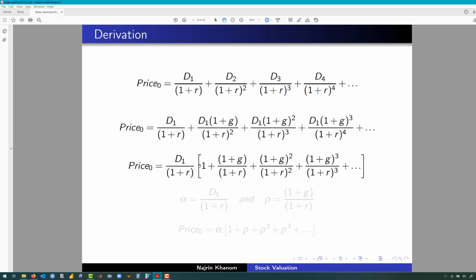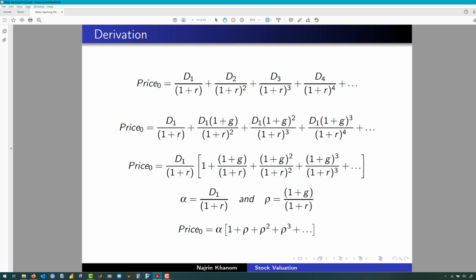So let's rewrite some of these things, since you can see a theme emerging, and it becomes quite cumbersome to keep writing this large term every time. So let's call this D1 over 1 plus R alpha. And then this 1 plus G over 1 plus R, let's call that rho. Right? So this notation over here looks like a P, so that's rho. So this way we don't have to write this whole term every time. So this entire thing becomes alpha, this is 1, and then this whole thing is just rho.